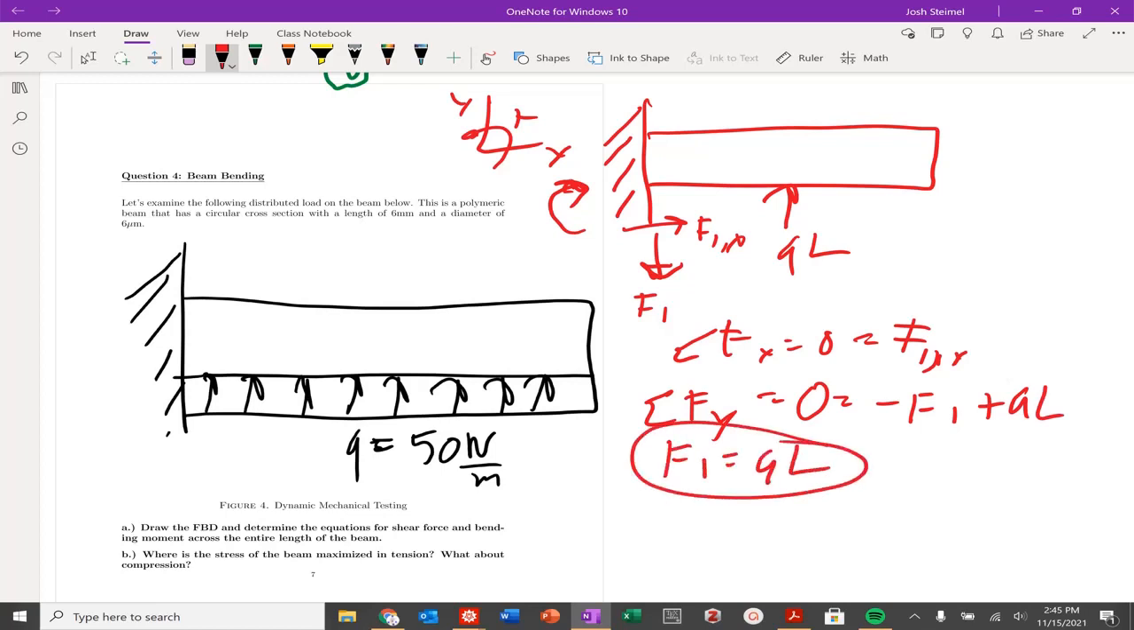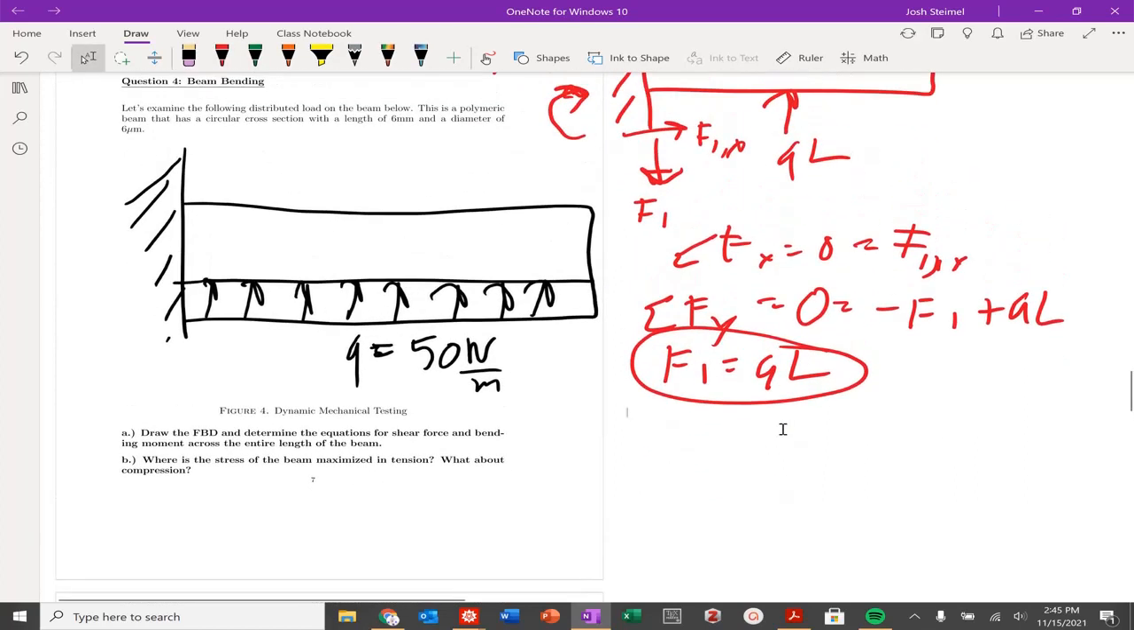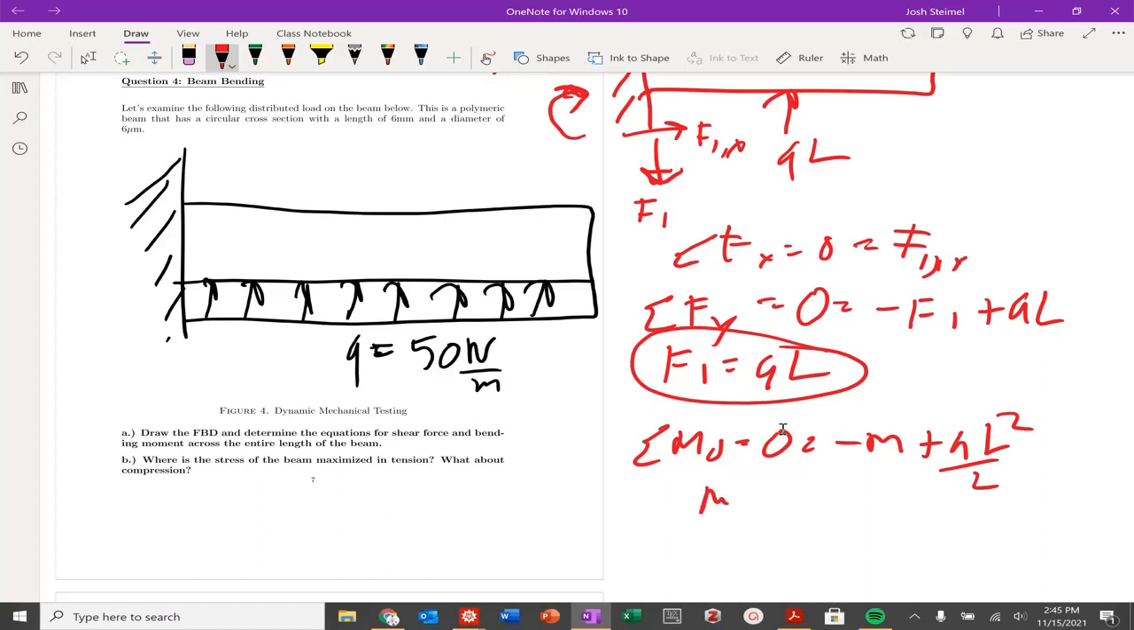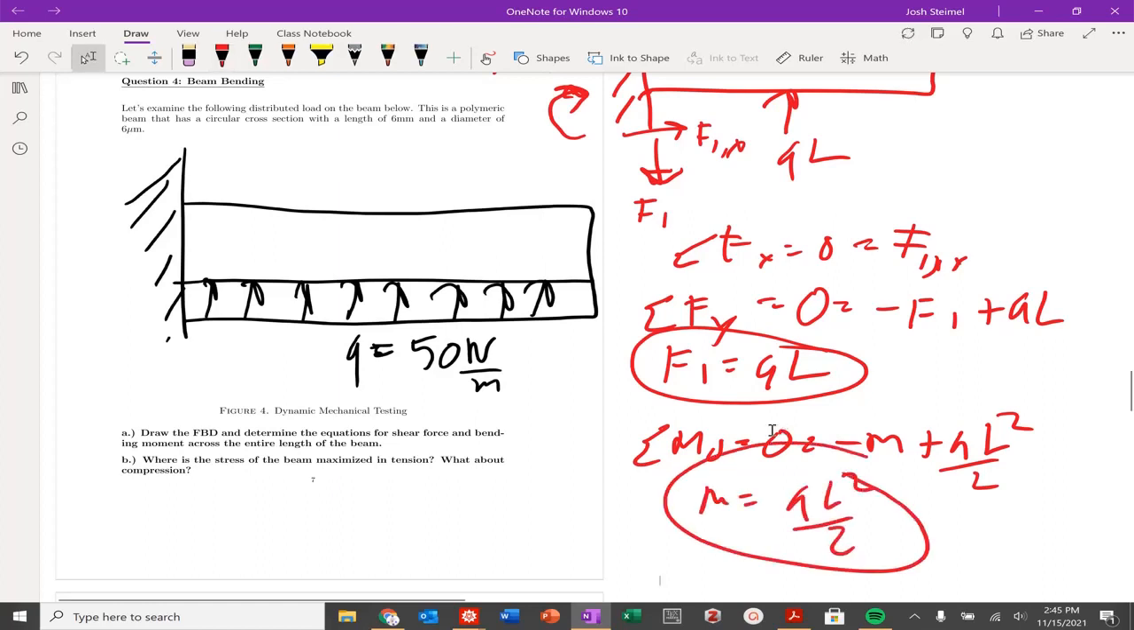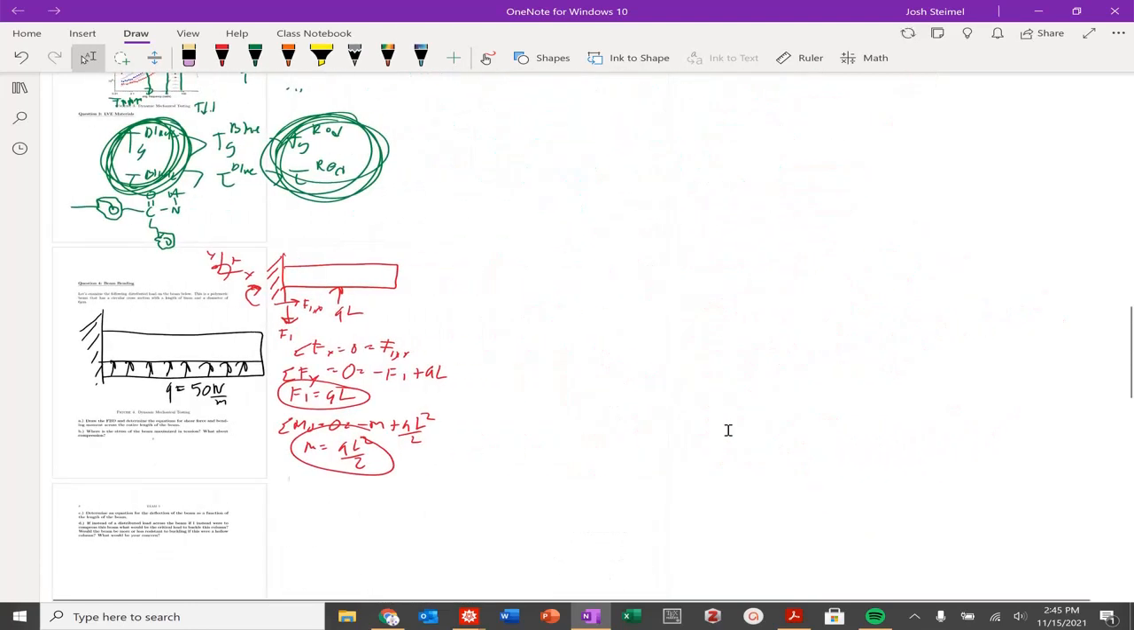So we've got that. And we also have that the sum of our moments must be equal to 0. Let's take it at the origin here. So we have basically this minus moment plus, because we're going plus Q times L squared over 2. So our moment equals QL squared over 2. So those are the values that we've got right there.